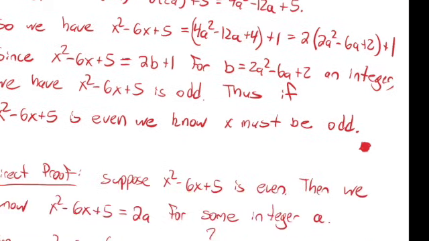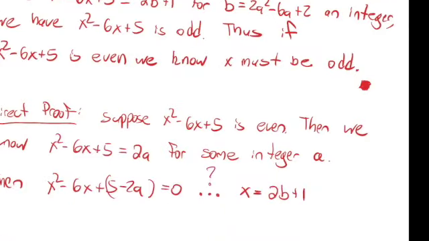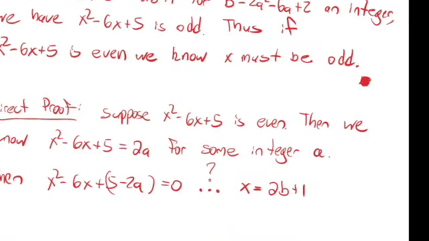And just to compare this to what the direct proof would look like, the direct proof would say, let's suppose that P is true, which is, let's suppose this quadratic thing is even. Well, then that would tell me that this quadratic is 2 times some number. And we're hoping to show that that implies that x is odd. So now if we were doing direct proof, we would need to solve for x. So it's just a little bit, the algebra is messier.